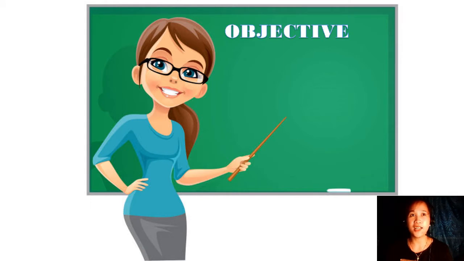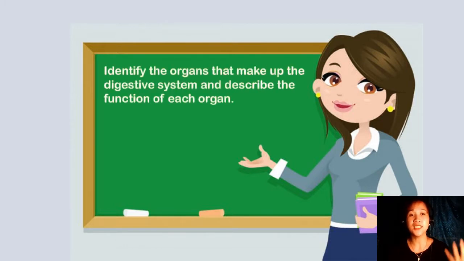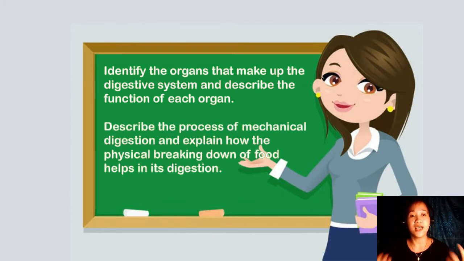For this week's objective, based on our most essential learning competencies, we have to explain ingestion, digestion, absorption, assimilation, and excretion. And for this afternoon, we have our very specific objective. At the end of the lesson, you are going to identify the organs that make up the digestive system and describe the function of each organ, and then describe the process of mechanical digestion and explain how the physical breaking down of food helps in its digestion.